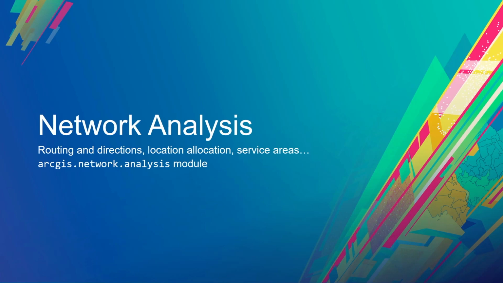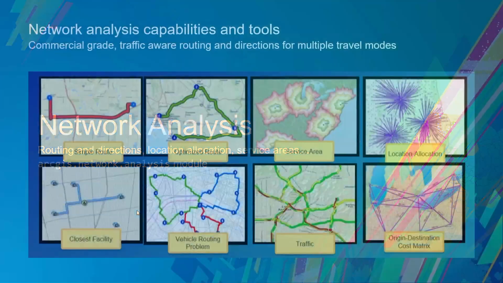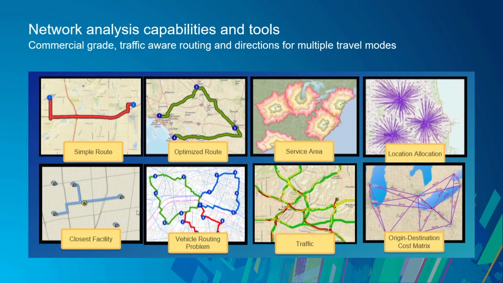The next component that I want to talk about is Network Analyst, and this is where you do routing, directions, location allocations, service areas. And the Network Analyst has a whole set of capabilities. We can do simple routing, optimized routing, service areas, location allocation. You can find closest facilities from your existing location. So think of it, if you're an EMT and you're at a crash site, you could auto route and find the closest facilities from where you are.